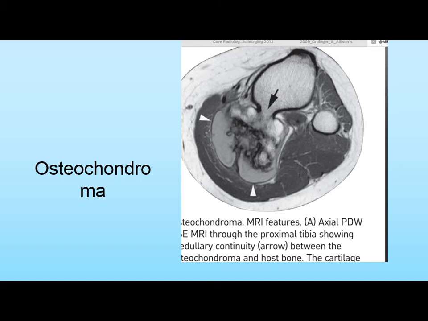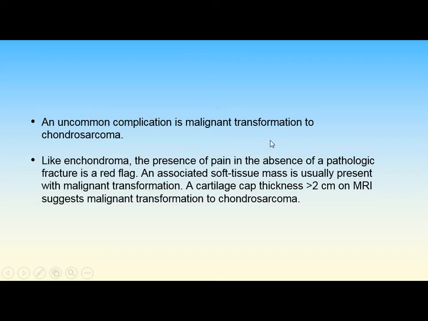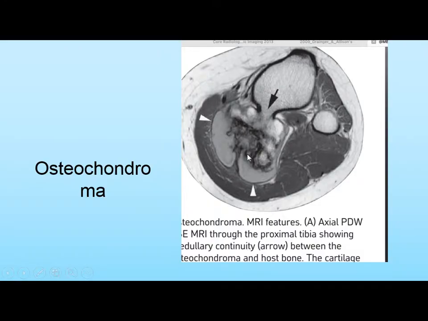Let's see what this is in the image. This is an MRI of the knee showing an exophytic bony lesion surrounded by cartilage. This is the parent bone, and this is the exophytic lesion, and this is the continuation of the medulla with it.